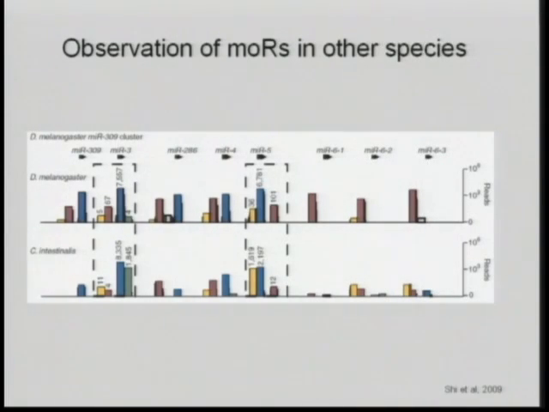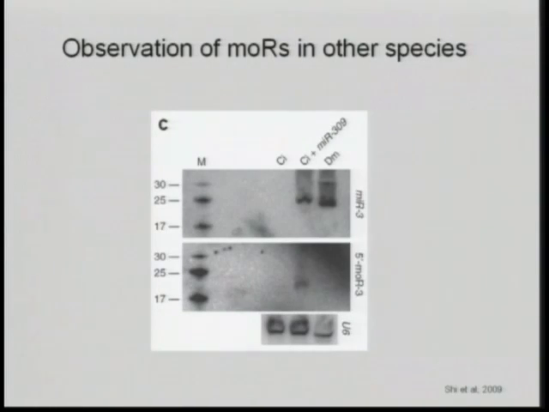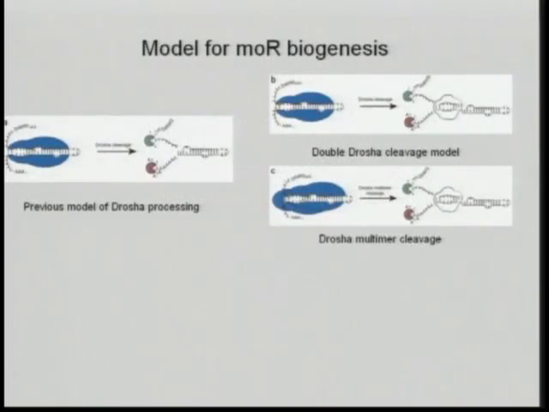And now, since they are overproduced, we can actually detect them by northern analysis in a graph like this, suggesting that indeed they are real and they are meaningful bioprocessing products from the locus.